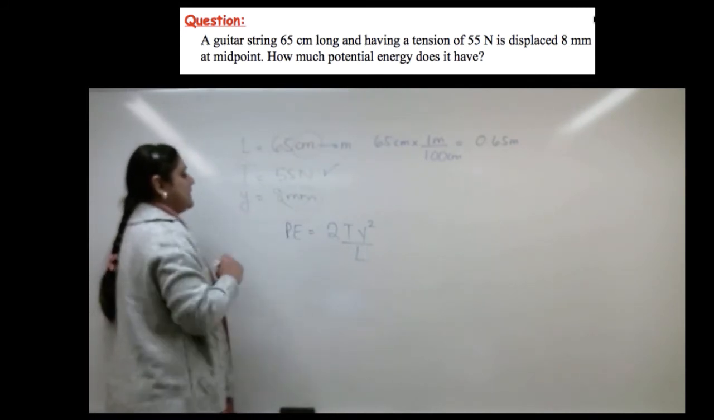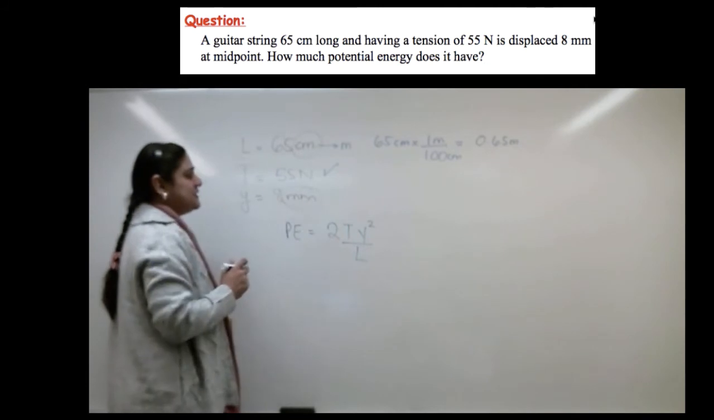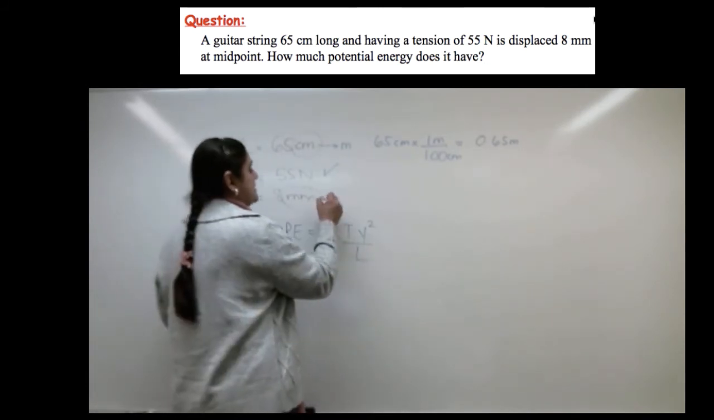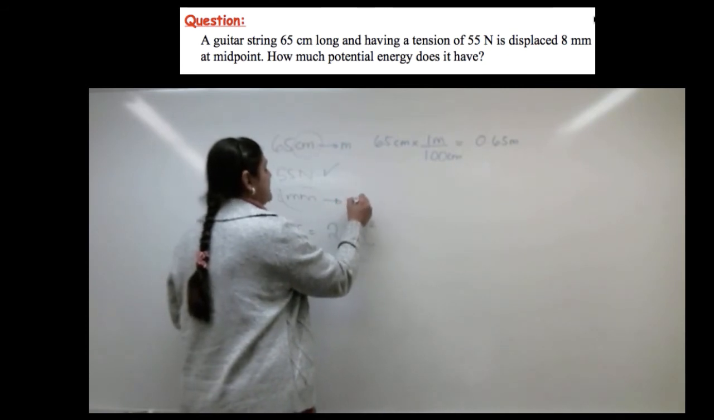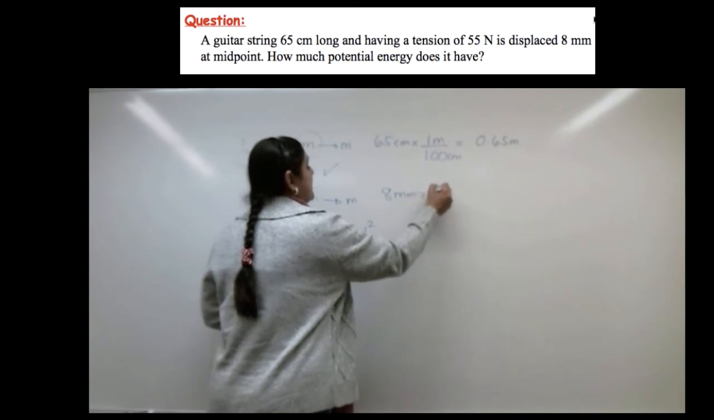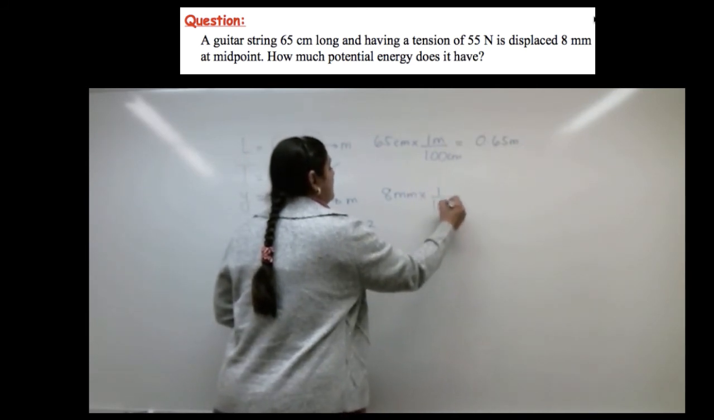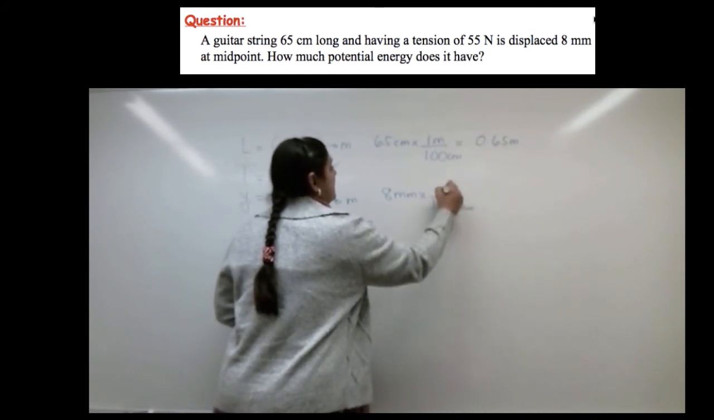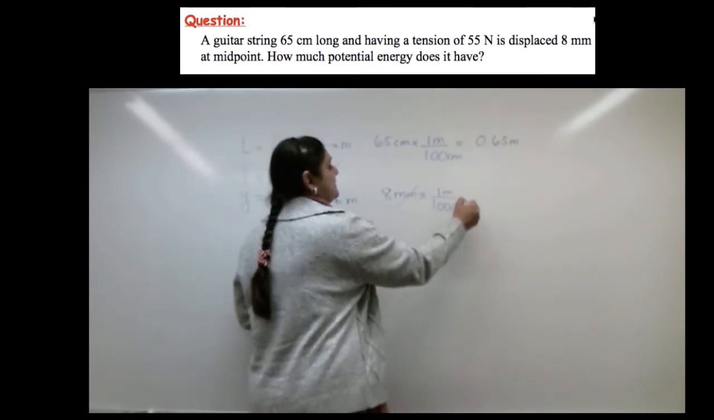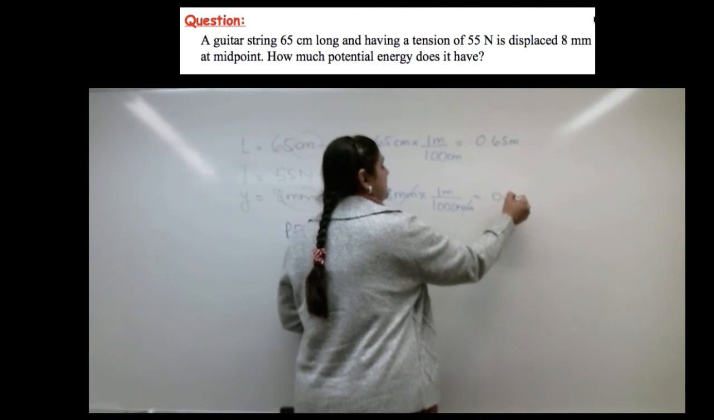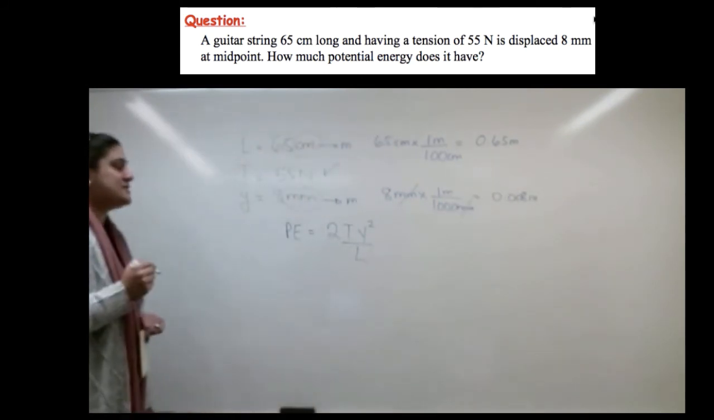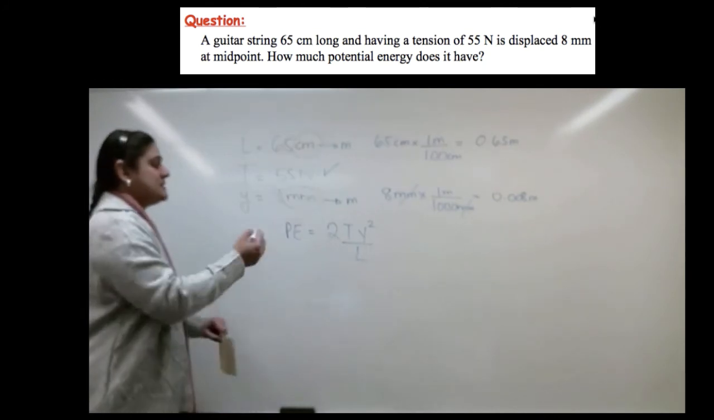The next one is y, which is 8 millimeters. I know that 1 meter equals 1,000 millimeters. So when I need to convert it to meters, it will be 8 millimeters times 1 over 1,000 millimeters equals 1 meter. Right? Now the millimeters will get canceled, and what will I have? 0.008 meters. Once I have all these values, all there is left to do is plug and chug.